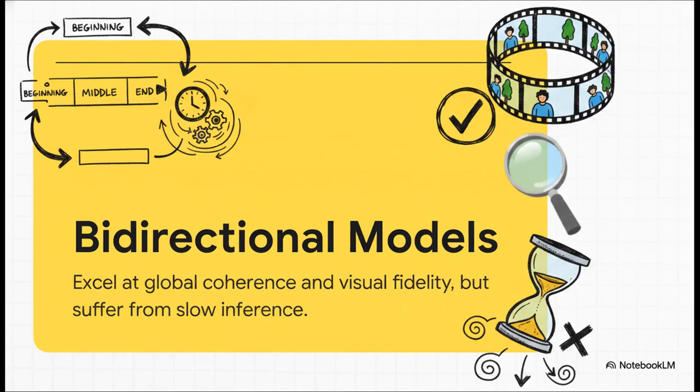So the background stays put, the lighting actually makes sense, and your main character doesn't randomly swap outfits halfway through a scene. But here's the catch, and it's a big one. They suffer from agonizingly slow inference. Since they have to constantly calculate and recalculate the entire video at every single step to keep it perfect, it takes absolutely forever to actually get your footage.